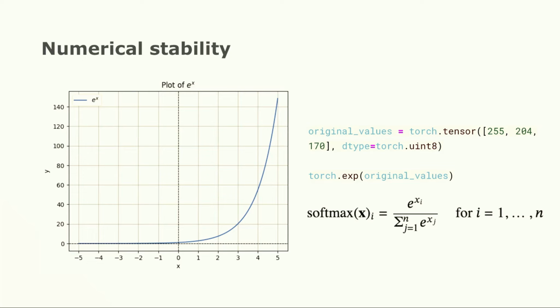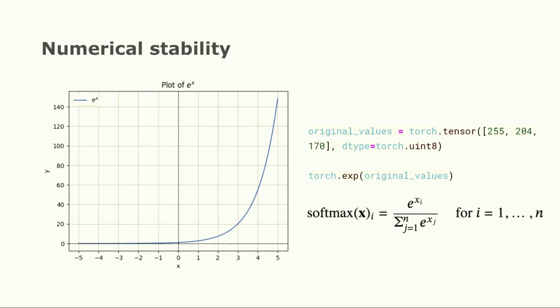This slide shows why scaling input values is important for numerical stability, especially in operations commonly used in deep learning. So here we have a pixel represented as 3 unsigned integer values, 255, 204, 170, which are common for image data. Directly using these large integers in nonlinear operations like exponentials can lead to numerical overflow.